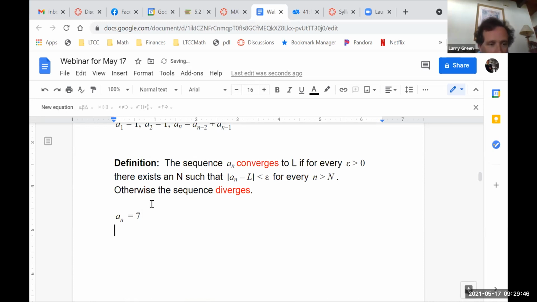How about, I'm doing easy ones, and then we'll get to harder ones, and we have some theorems. a sub n equals n. Converges or diverges? By the way, that's 1, 2, 3, 4, 5. I hope you know how to count. Does that converge or diverge?